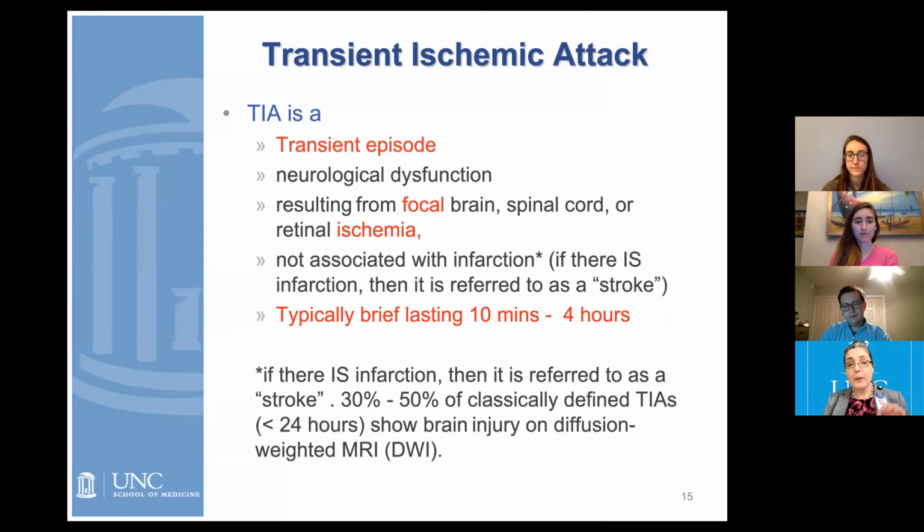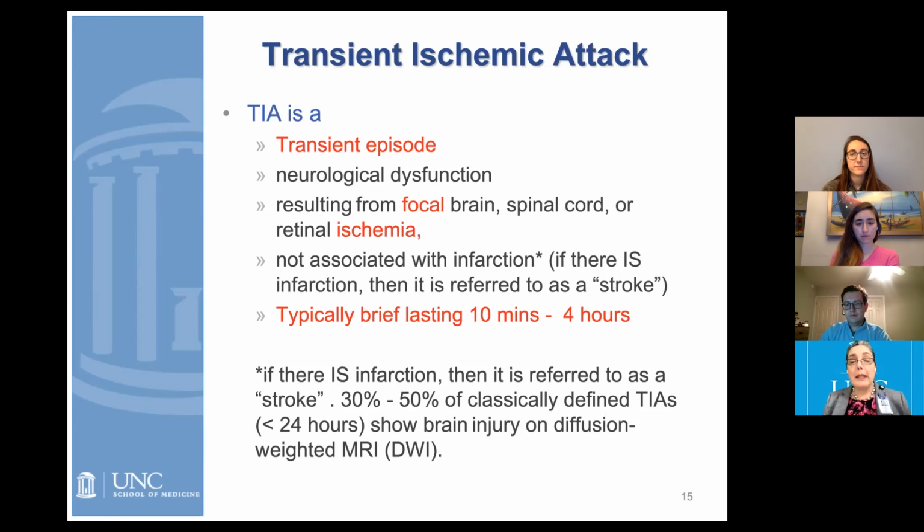So a transient ischemic attack or a mini stroke is just a transient episode, whereas a stroke is a permanent episode. Again, neurological dysfunction. It results from ischemia or blood flow loss, and there is no dead tissue. So it's like in the cowboy movies, you'd see somebody goes bang, bang, you're dead.